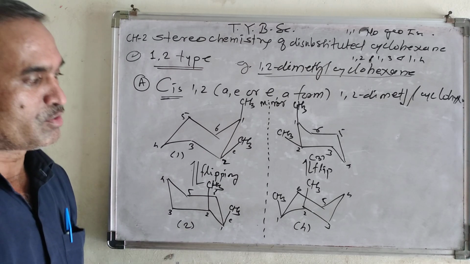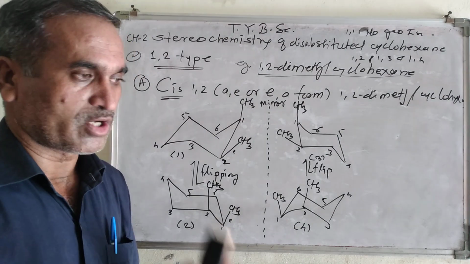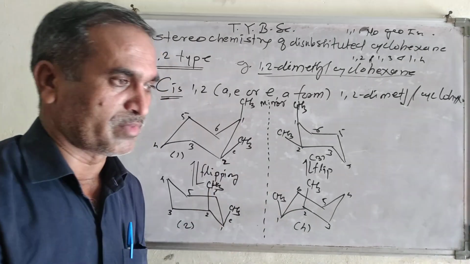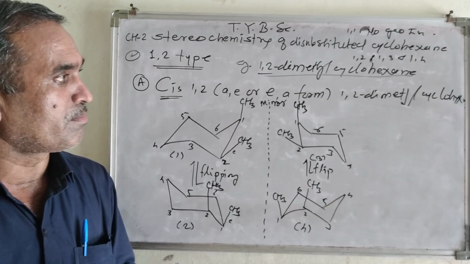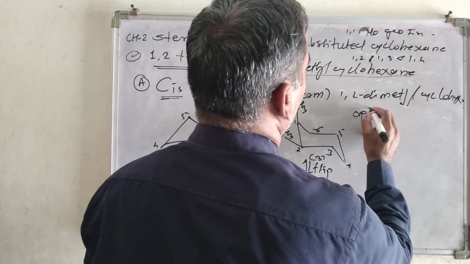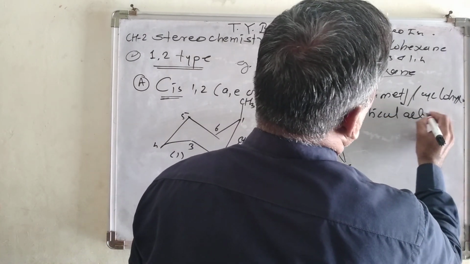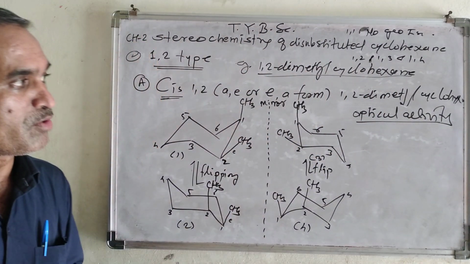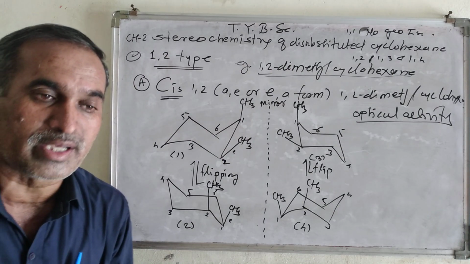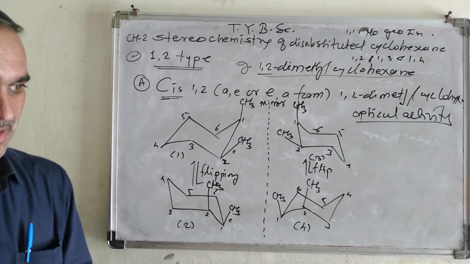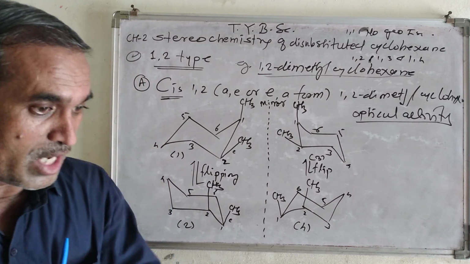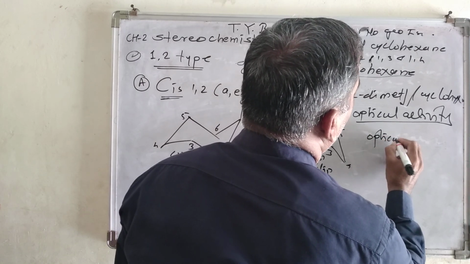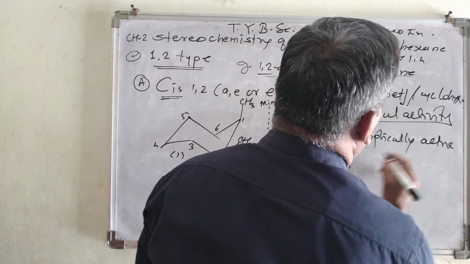Now optical isomers, while talking second point, because geometrical isomerism, yes, 1,2 disubstituted cyclohexane has a geometrical isomerism, and now the second point we are discussing is the optical activity, right? Optical activity, whether the optical isomerism, whether that compound is optically active or optically inactive, that we are going to find.